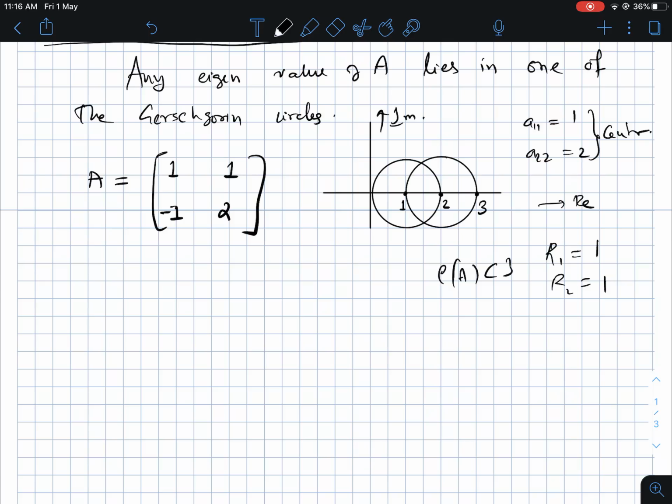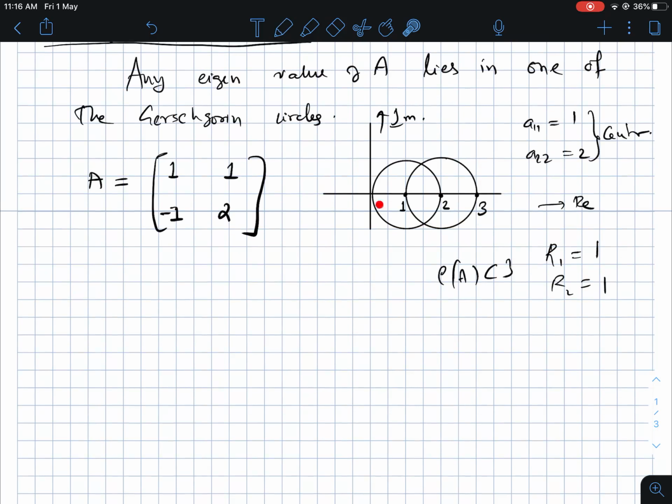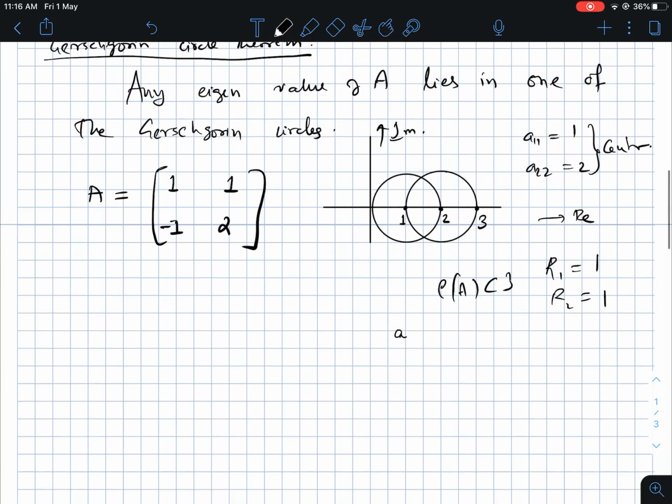You can also say, for example, that all the eigenvalues have a positive real part. None of the eigenvalues have a negative real part. All of them lie in the right half of the complex plane. This is the real axis, and there is no negative real part. And even if there is an imaginary part, the imaginary part is at most 1 in magnitude. So you already have a lot of information about the eigenvalues just from drawing these circles.